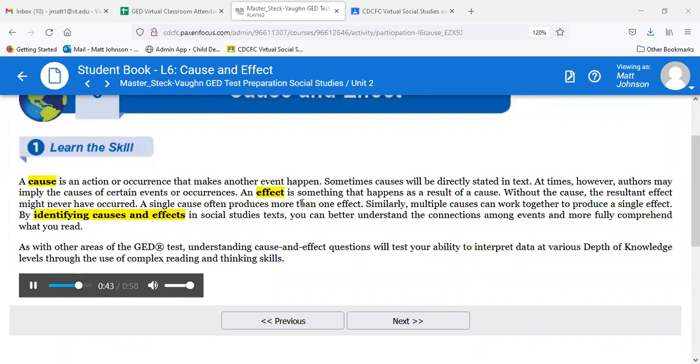comprehend what you read. As with other areas of the GED test, understanding cause and effect questions will test your ability to interpret data at various depth of knowledge levels through the use of complex reading and thinking skills. Yeah, so in some form or another, you'll probably encounter that in the GED test as part of those skill sets, along with the sequencing and whether it's the map skills or the tables and things like that. It all kind of rolls in together.